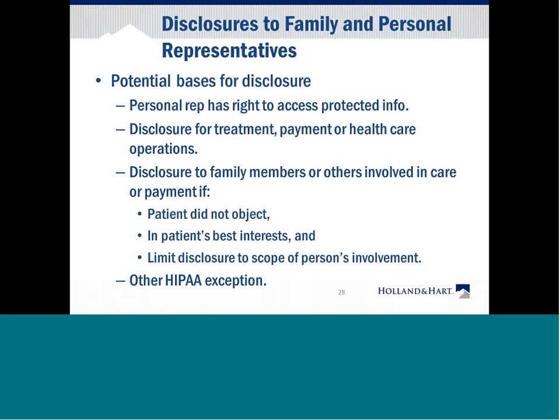Not only may you disclose it to them, you must disclose it to them unless you fit within one of those other exceptions. You can make the disclosure to the family member if it's for purposes of treatment, payment, or healthcare operations. You could also disclose it to the family members or others involved in the care of the patient if the patient did not object, it's in the patient's best interest, and you otherwise limit the disclosure to the scope of the person's involvement, or if you have another HIPAA exception.